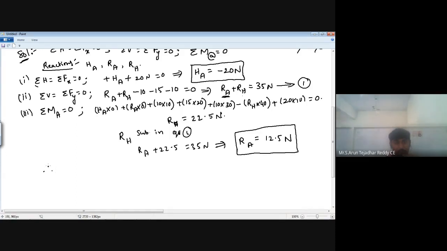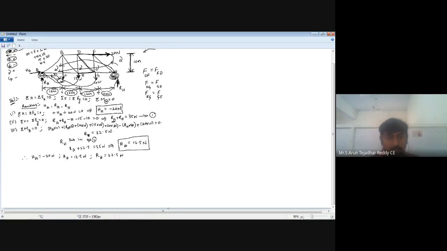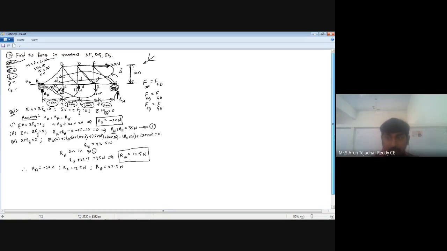Therefore, our support reactions: HA is minus 20 newton, RA is 12.5 newton, RH is 22.5 newton. All of you write it fast. So these are the support reactions.